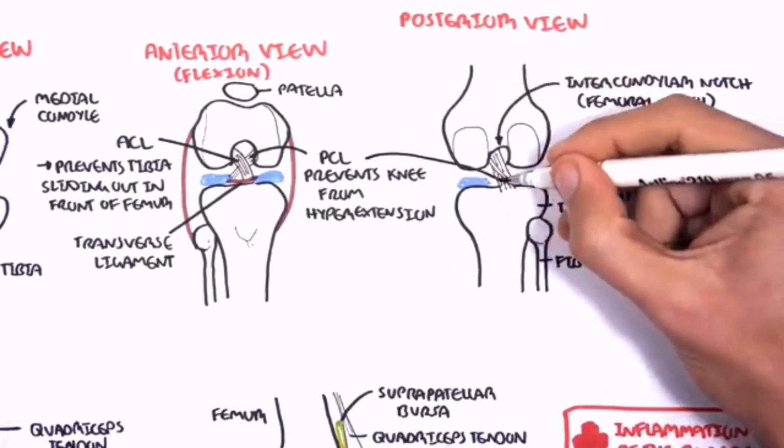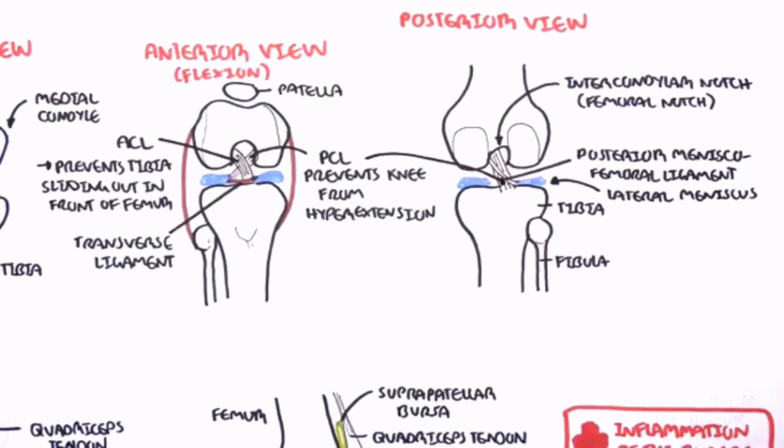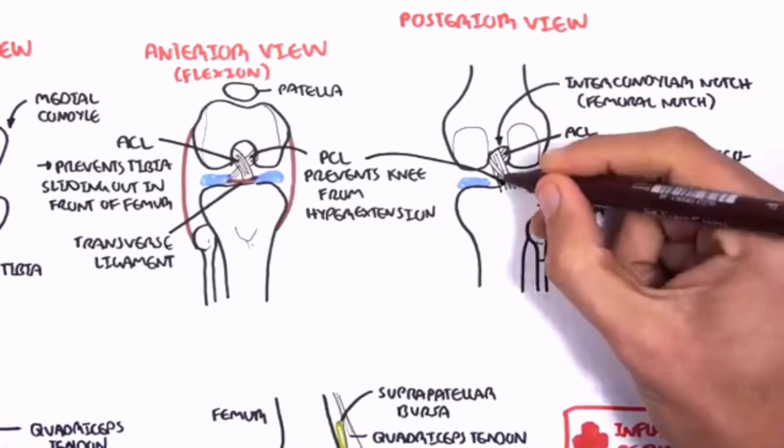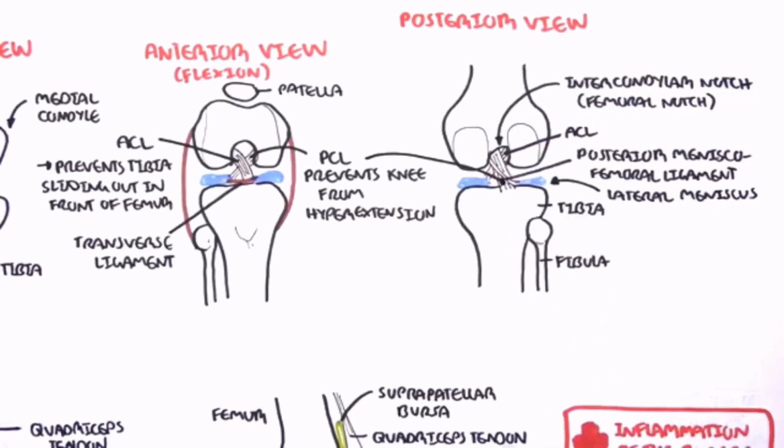Anyway, and here is the PCL, the posterior cruciate ligament, which travels from the medial femur to the posterior lateral part of the tibia. The anterior cruciate ligament, on the other hand, comes from the lateral part of the femur and travels anteromedially to the tibia.